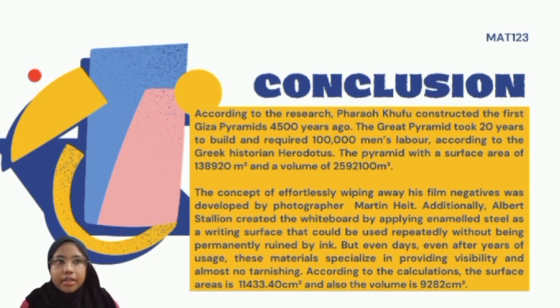Additionally, Albert Stallion created the whiteboard by applying enamel steel as a writing surface that could be used repeatedly without being permanently ruined by ink. Even after years of usage, these materials specialize in providing visibility and almost no tarnishing. According to the calculation, the surface area is 11,433.4 square centimeters, and also the volume is 9,282 cubic centimeters.